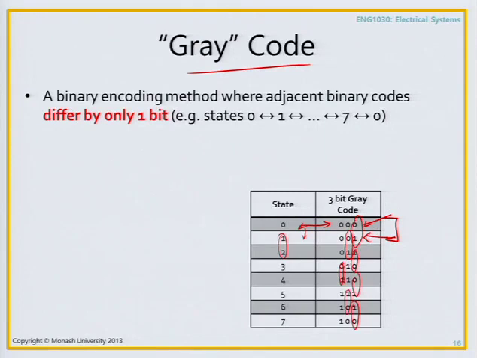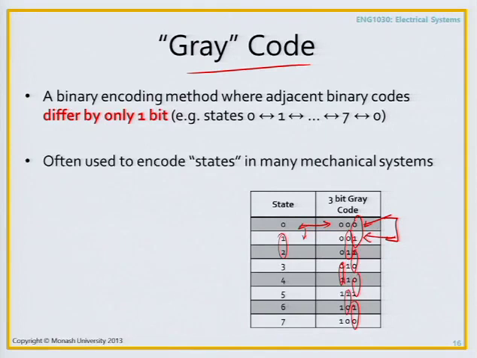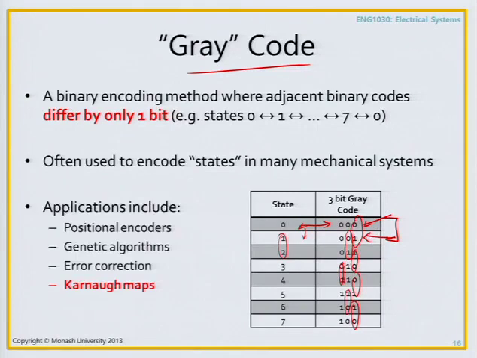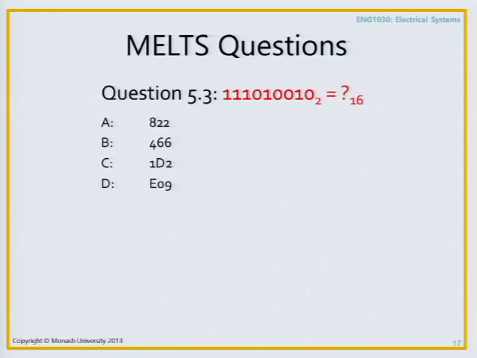Okay, so you think this is a bit strange. Well, it's actually got a number of applications, particularly states in mechanical systems. These are used in a number of things, which may or may not mean anything to you: positional encoders in robotics, genetic algorithms, error correction codes, and something we will come across, Karnaugh maps, next week. So that's why there's a quick intro into that. Okay, I'm not going to do these because I'm probably going to run out of time.